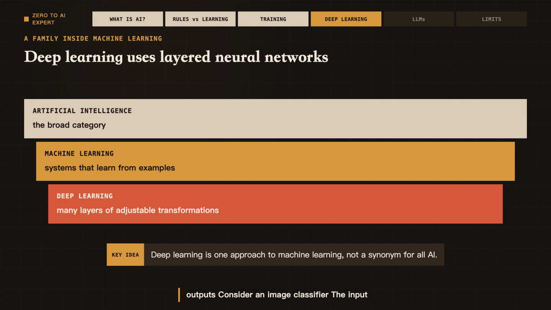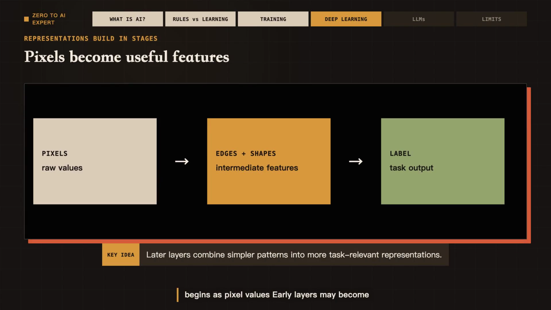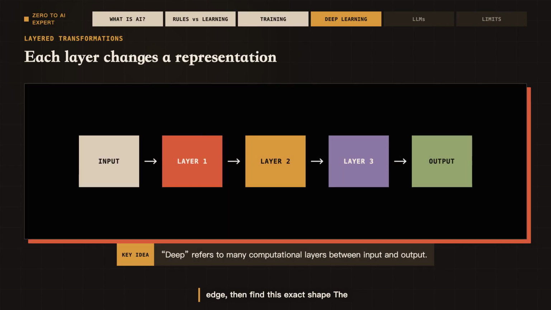Consider an image classifier. The input begins as pixel values. Early layers may become useful for detecting local patterns such as edges. Later layers combine simpler patterns into more complex representations. The final layers use those representations to produce scores for possible labels. The network is not given a human-written rule that says, first find this exact edge, then find this exact shape. The useful intermediate representations are learned as the full network is trained for its task.